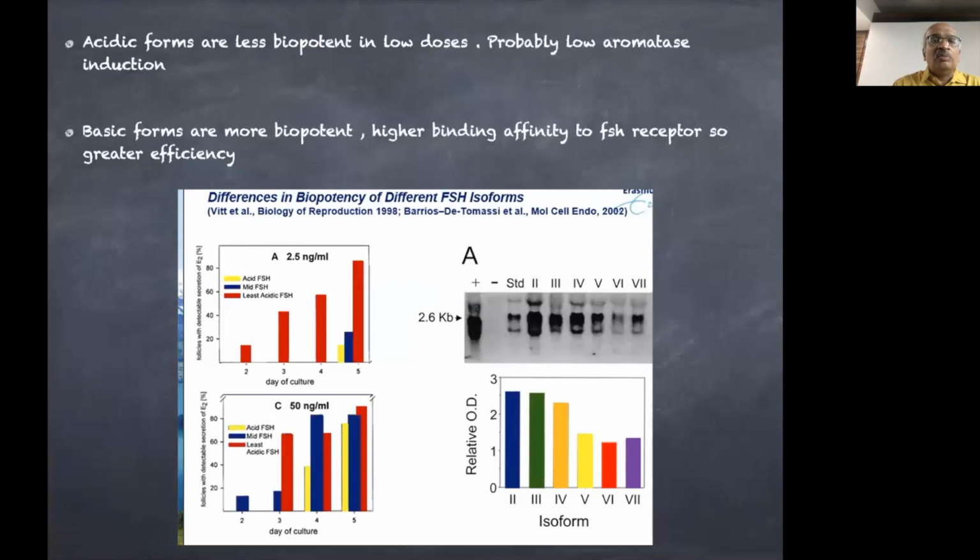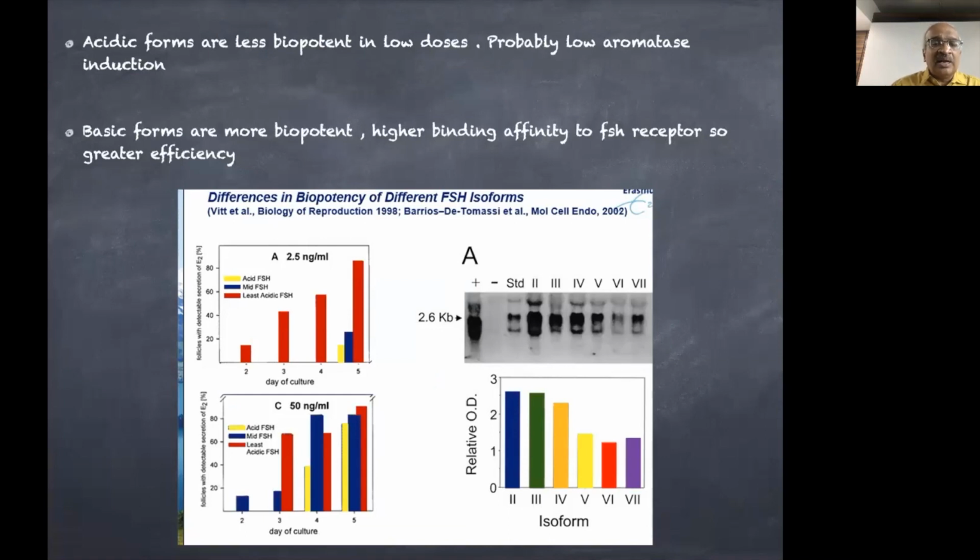So acidic forms are long acting and less biopotent, and basic forms are more biopotent because they have a higher binding affinity to the FSH receptor and a greater efficiency. Look at the diagram on the left side. When you use a very small dose and the least acidic molecule, you see the red line, which has the highest bioactivity.